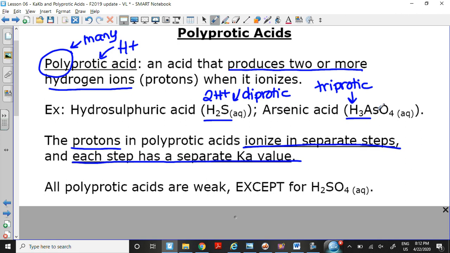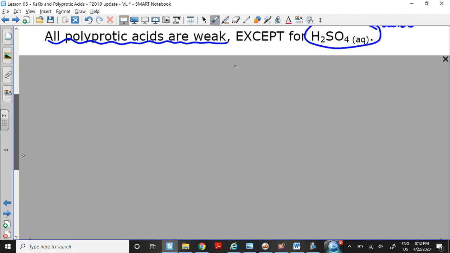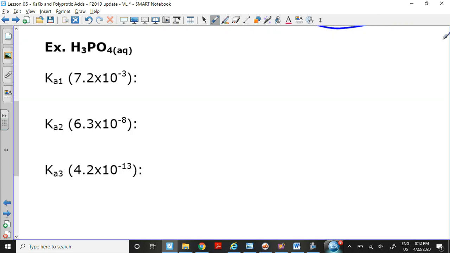The nice thing here, all polyprotic acids are going to be weak with one exception. Anyone remember this name? This is sulfuric acid. This is one of those 6 strong acids that you should know about. So if you run into a polyprotic acid that's not sulfuric acid, it's definitely weak. So what happens if you actually see one with the equations? Let's take a look at an example with phosphoric acid. Now, at this level of chemistry, we generally don't do a lot of calculating with polyprotic acids, but understanding how they ionize is something that you could definitely see.